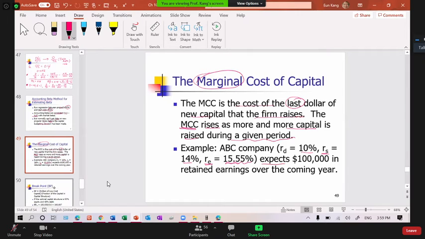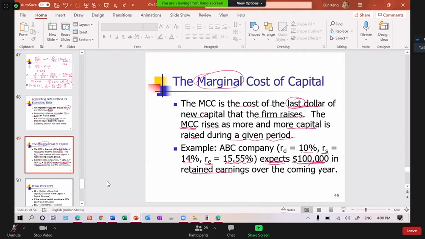they expect 100,000. See, so it's an additional dollar. That's the point, right? New dollars, new capital. So that means you expect new dollars in retained earnings over the coming year. So it's very, very important that you first understand what's going on this way.